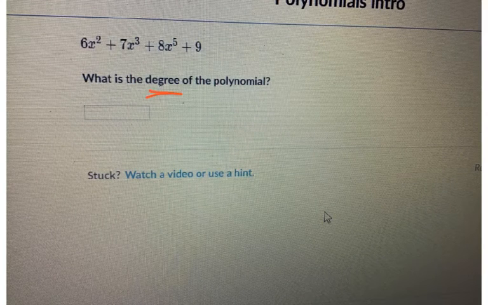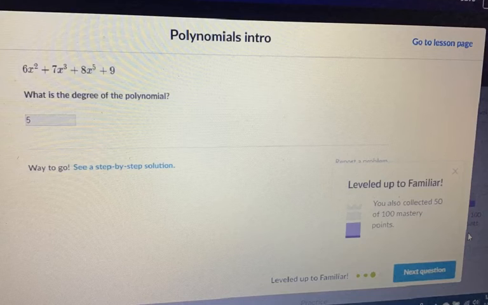They just want to know the degree of the polynomial. Now, guys, what did I just tell you what a degree was? It was the highest power. Notice the highest power is 5. So I'm going to type in 5. I'm then going to go ahead and click check. And as you can see, I got it right. It told me I leveled up.